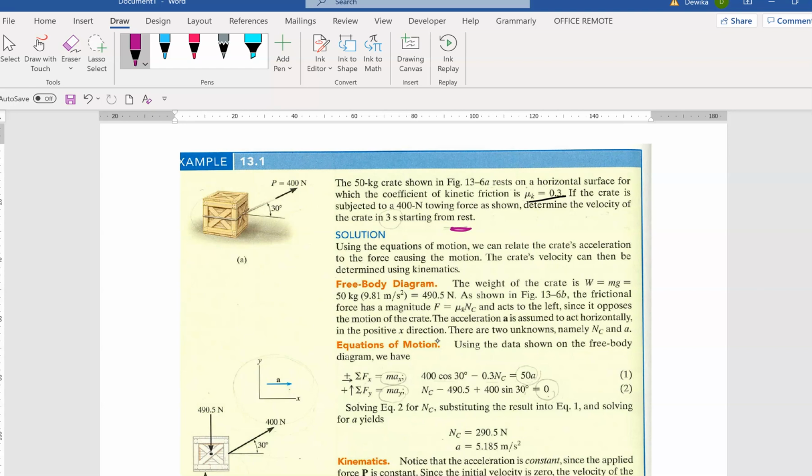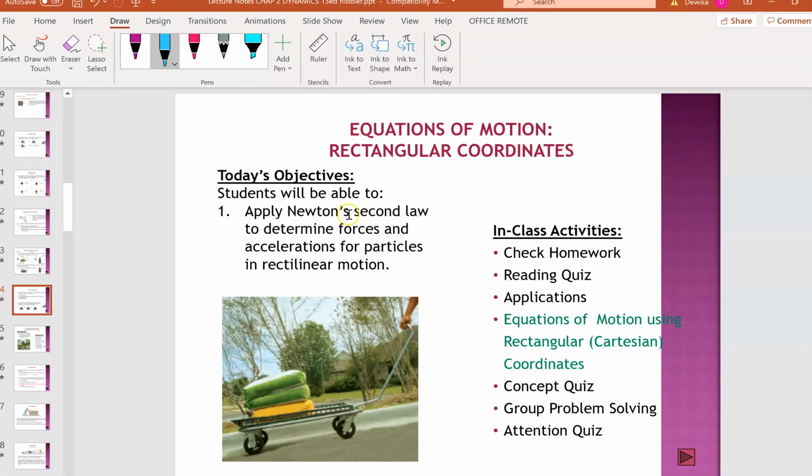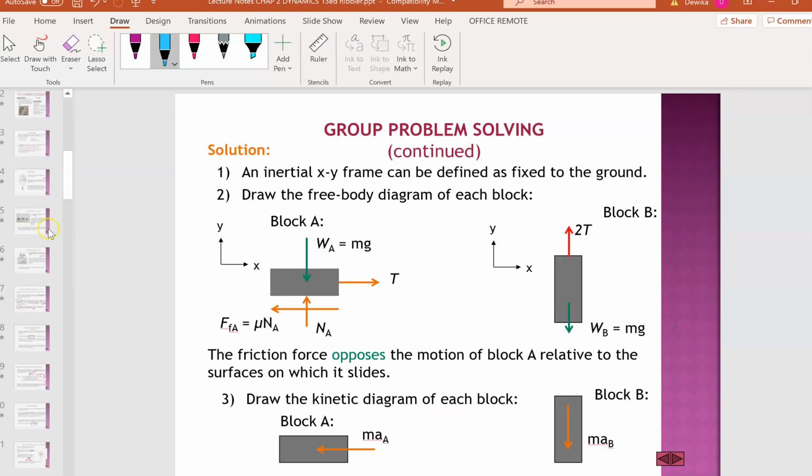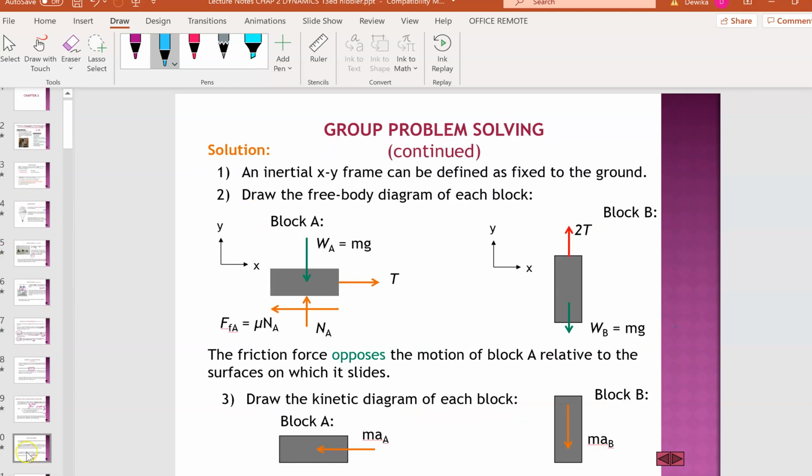So what's the hint here? Starting from rest, the initial velocity is actually 0. So that's a key point here. Now remember, what is the first step? You must always remember the first step in solving when you get this question. What is the first step? We discussed just now, right?